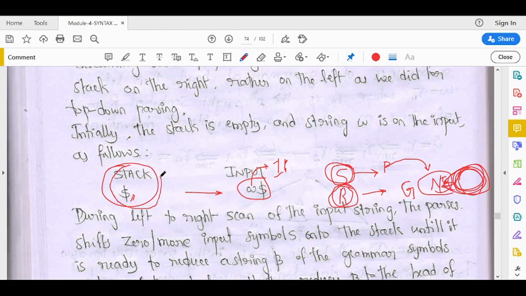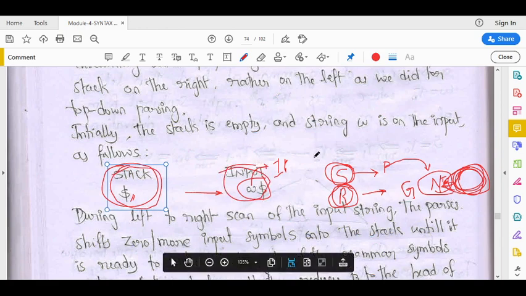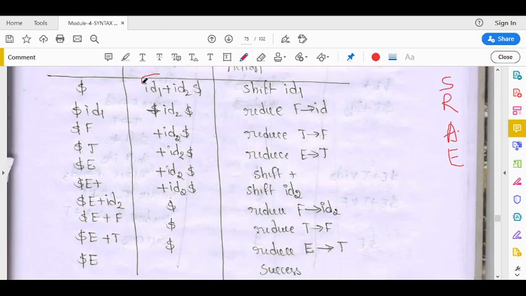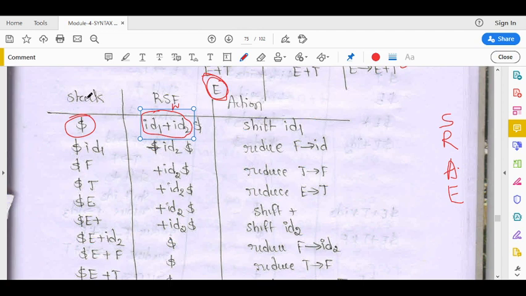I have to insert dollar in the stack and w dollar in the input. As you can see, this is my w and dollar, and this is my dollar at the top of the stack. So first I am encountering dollar with id1 plus id2 and dollar. So shifting this id towards the stack, right? So here what I do is id1 plus id2 dollar.